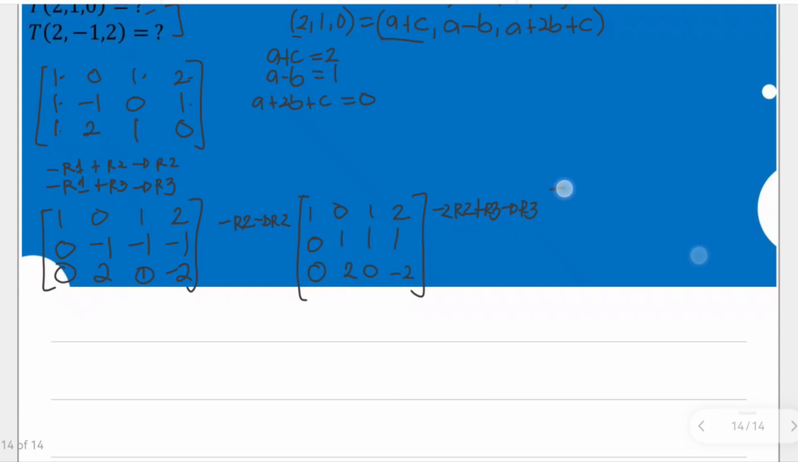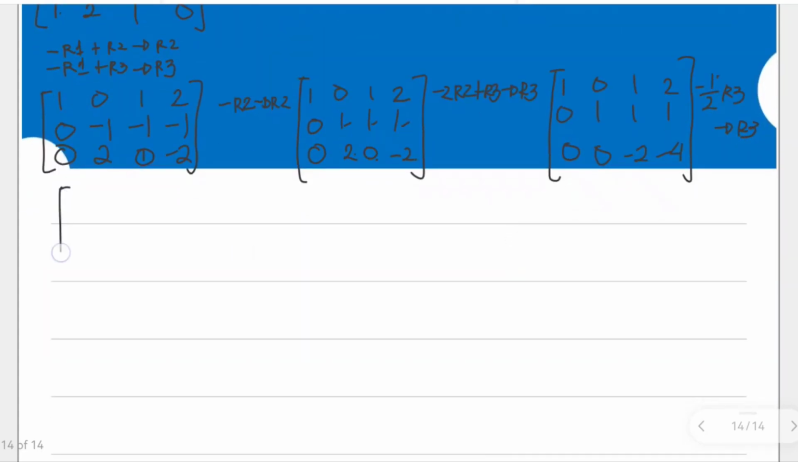This would mean 1, 0, 1, 2, 0, 1, 1, 1. We have here 0. Negative 2 times 1 is negative 2 plus 2, 0. Negative 2 times 1 is negative 2 plus 0 is negative 2. Negative 2 times 1 is negative 2 plus negative 2 is negative 4. And finally, we're going to multiply negative 1 half to row 3 for a new row 3. This will be your final form of the matrix here.